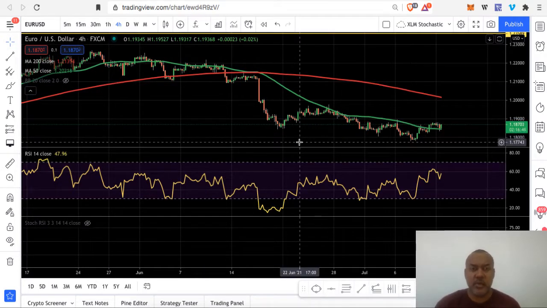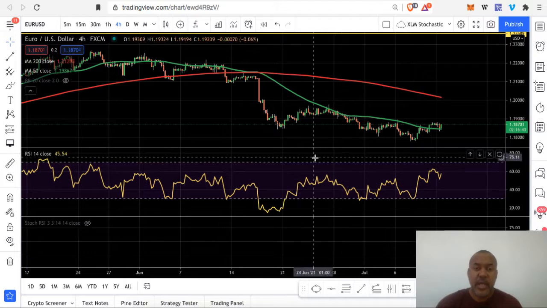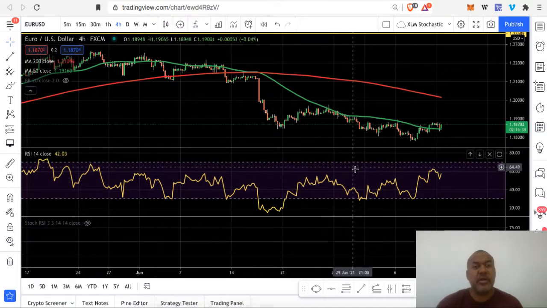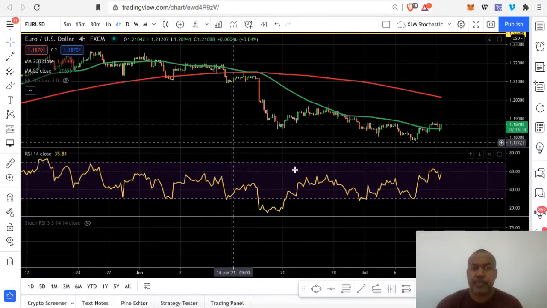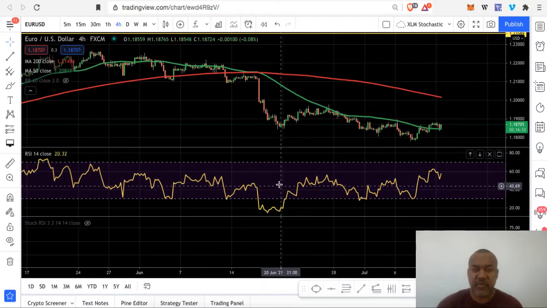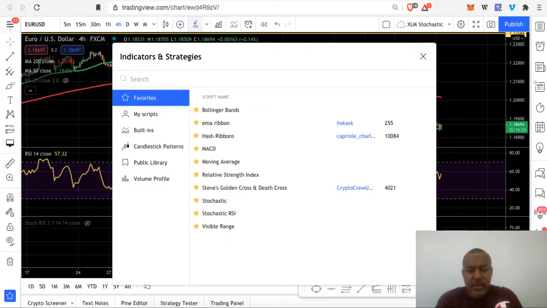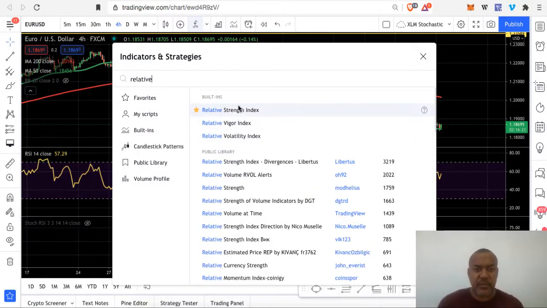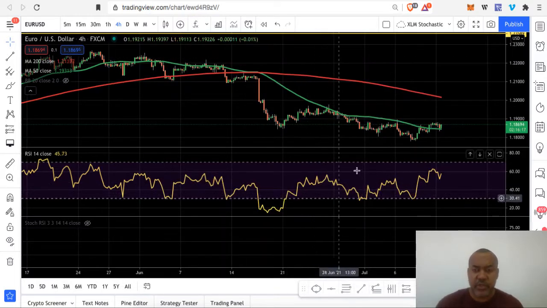Now, when I use divergence, I look at just one particular indicator. I need two things, but I need just one indicator. That one particular indicator is the RSI, or the relative strength index. If you ever want to add that on TradingView, you just go up here to where it says indicators and strategies. You click on that and then you type in relative, and you'll see it right here, relative strength index. Click on that and that'll be added to your chart.